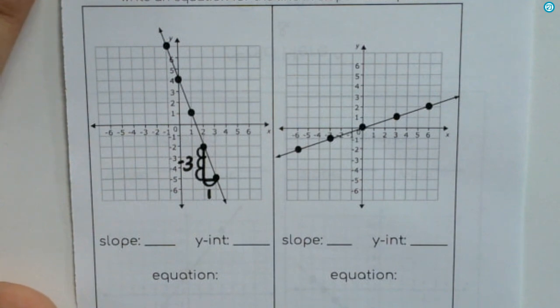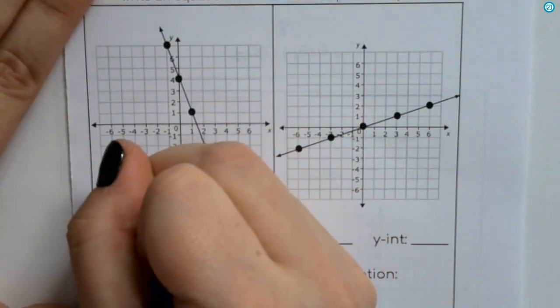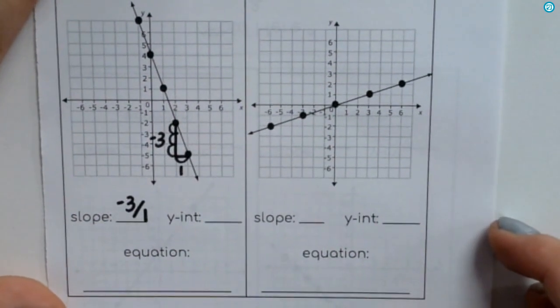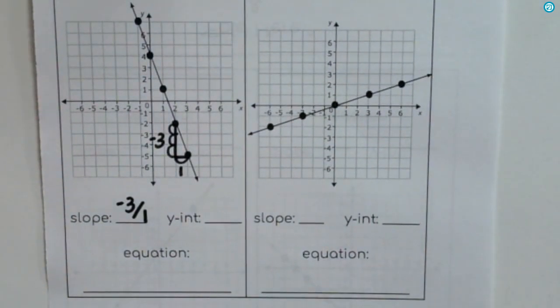-3/1. Yes, so our slope is -3/1. We can write down -3/1, or we can write down -3. Doesn't matter which, they are both correct.